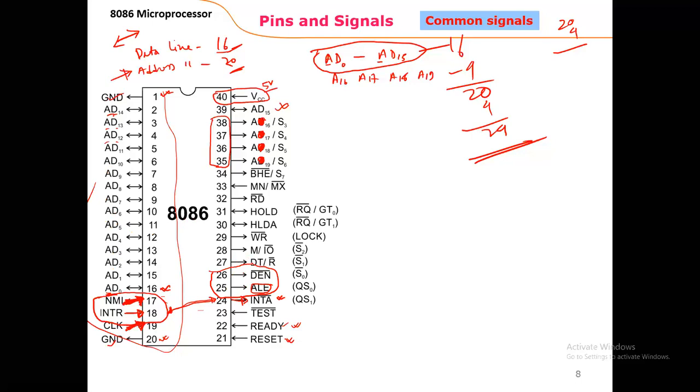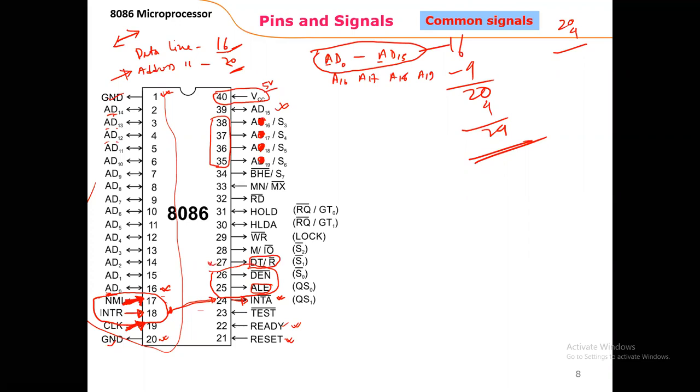Pin number 27 is the data transmit and receive pin. Data transmit and receive must be bidirectional, but this one is unidirectional. Why? This is not the data itself, this is the data transmit and receive signal. It is DT/R bar. This one pin does double work, pin number 27.